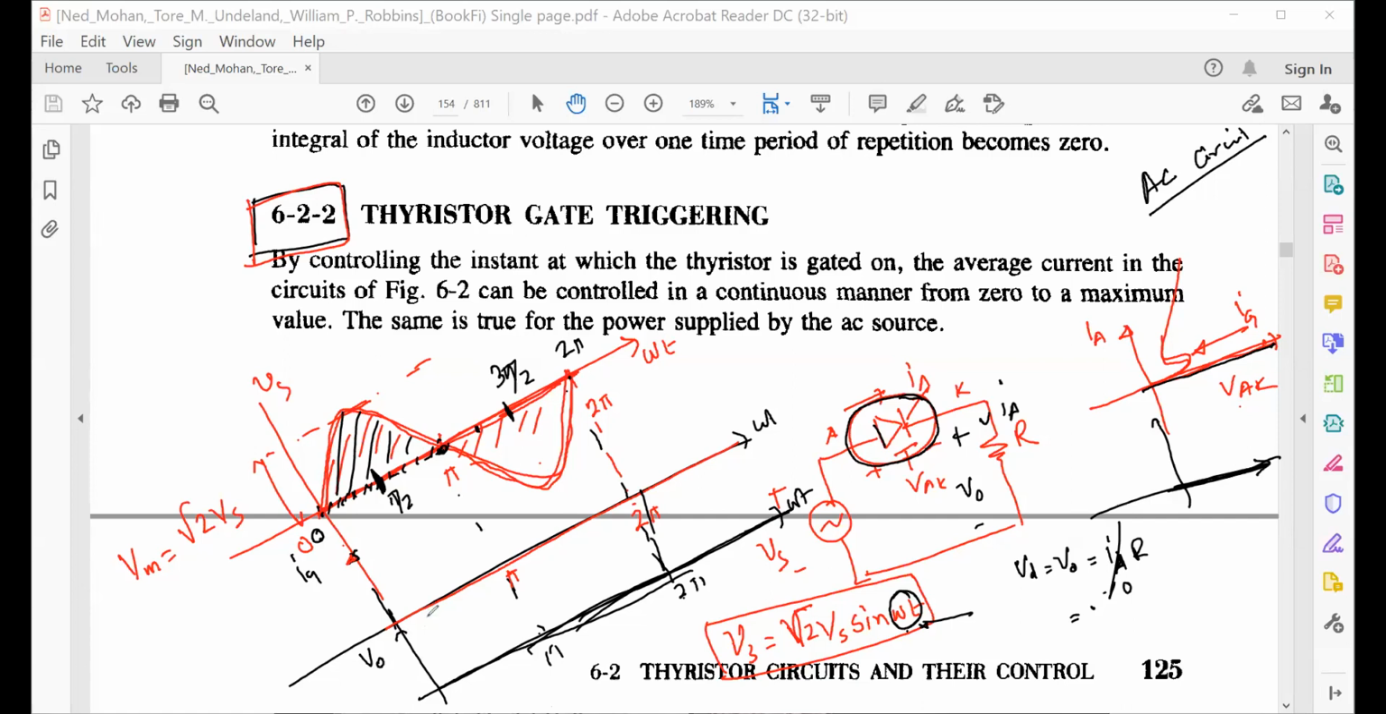Now, if I apply the gate pulse here, we have already discussed this in the last class. Suppose this is your alpha. If alpha equal to, say, 30 degrees, for example, then suppose this is your alpha. So from 0 to alpha, what will be the switching condition of this thyristor?